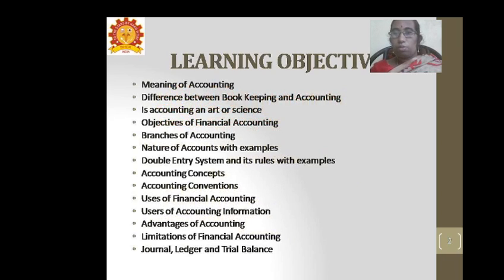In this video, we are going to discuss the Introduction to Financial Accounting. In this, on the basics of accounting, we are going to learn the difference between bookkeeping and accounting, whether accounting is treated as an art and science, the objectives of accounting, the various branches of accounting, the nature of accounts, and the double entry system and its roots, various accounting concepts, the uses of financial information, and then the advantages and limitations, and the various recording of transactions for accounting like the journal, ledger and the trial balance.